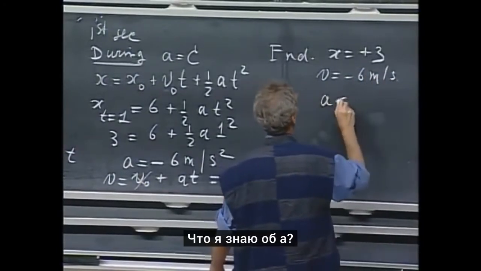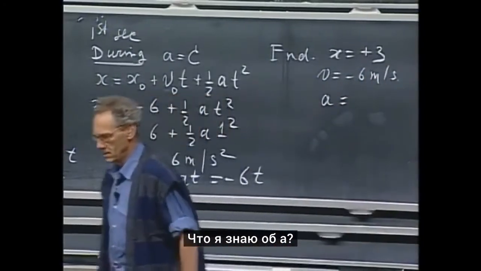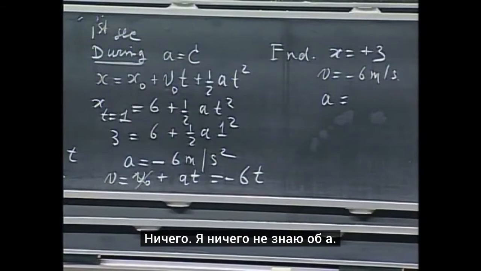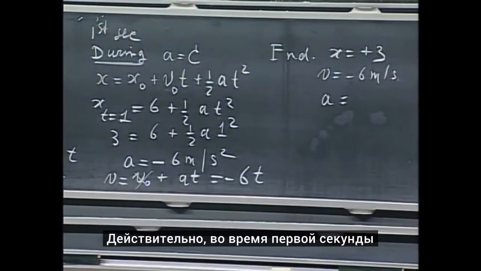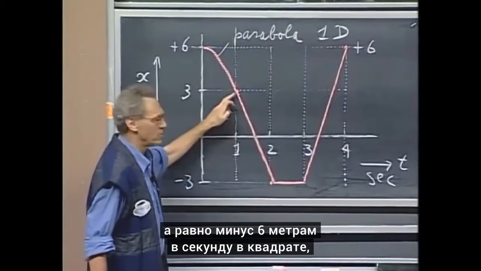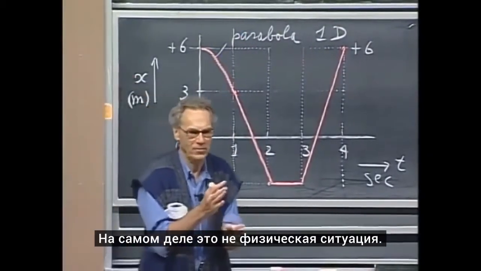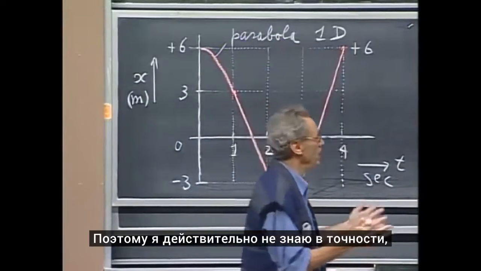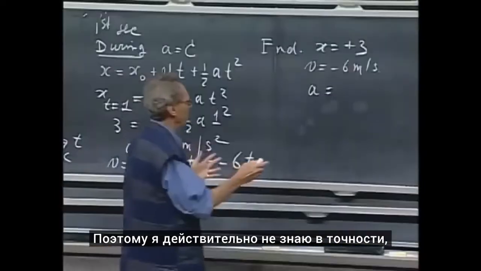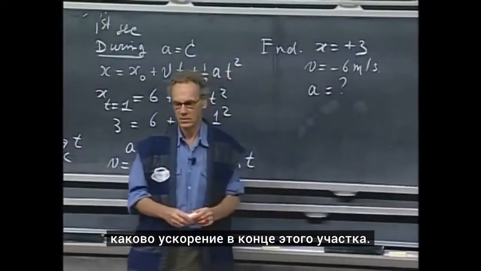What do I know about A? I don't know about A. It's true that during this first second, A is minus 6 meters per second squared, but it changes abruptly at this point, so it's ill-defined at this point. In fact, it's actually non-physical. So I really don't know exactly at the end what the acceleration is.